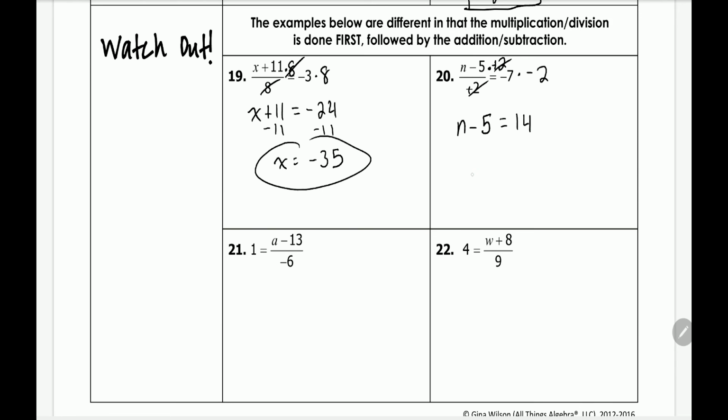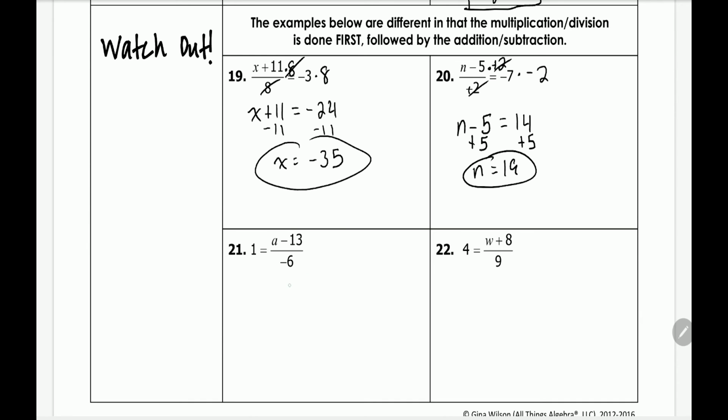which is positive 14. Now we have to solve this equation, and the way we can do that is get rid of the addition or subtraction. In this case, we're going to get rid of this negative 5 by adding 5. So we have n is equal to 14 plus 5 is 19, and that's our final answer.